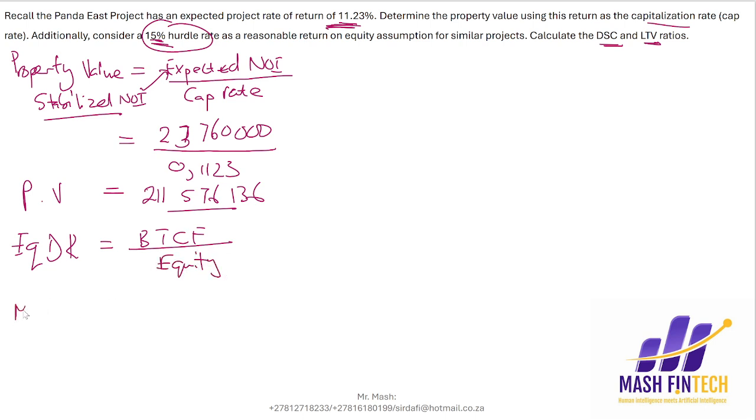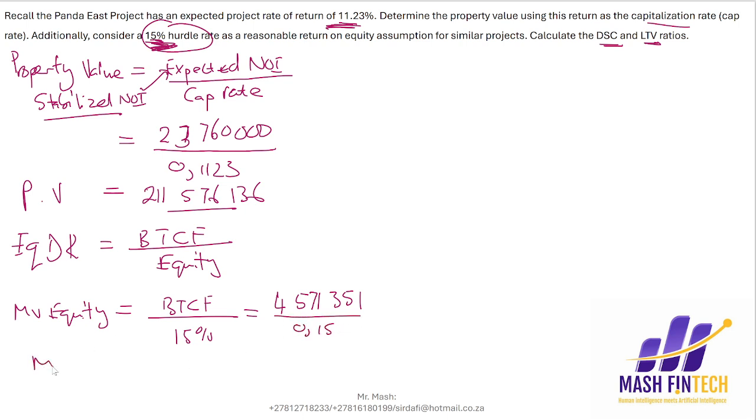which means the market value for our equity in this instance would then be the before tax cash flows divided by this return of 15%, which is equal to the before tax cash flows. We calculated this as 4,571,351. This is just in the previous question we did. And then we divide this by 15%. If we divide this by 15%, we are going to get the market value of equity being equal to 30,475,673. We get this amount here.